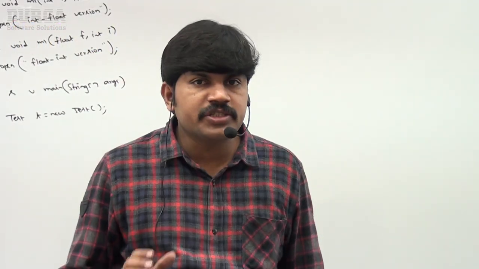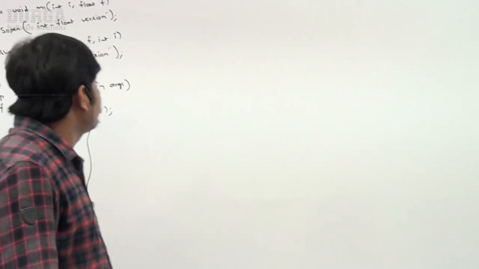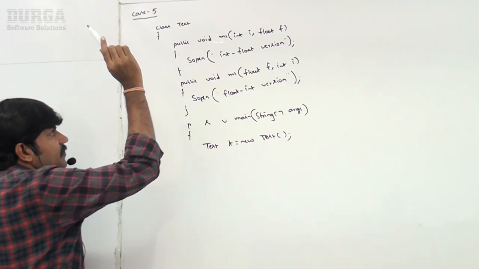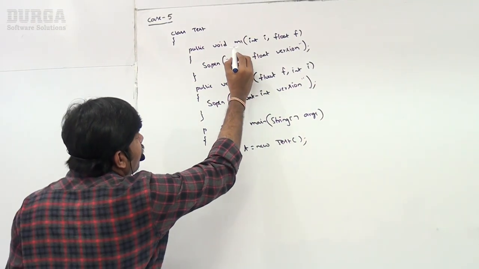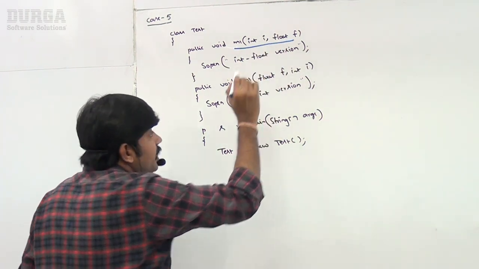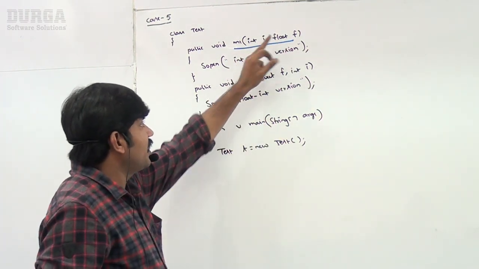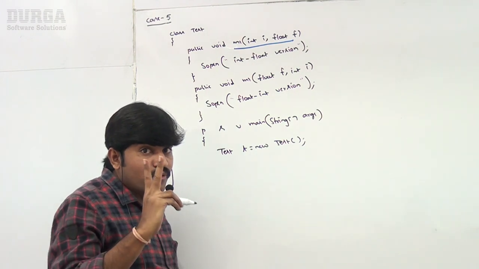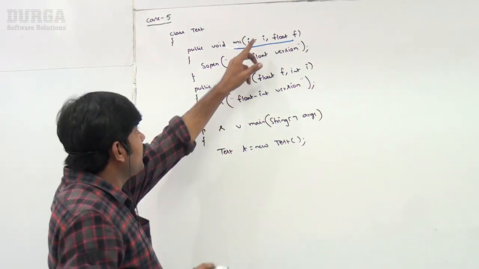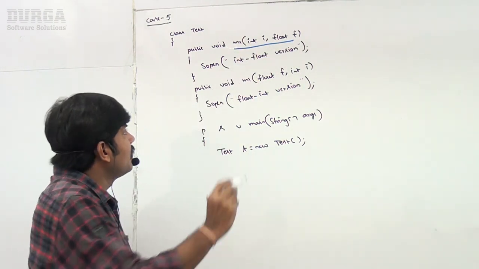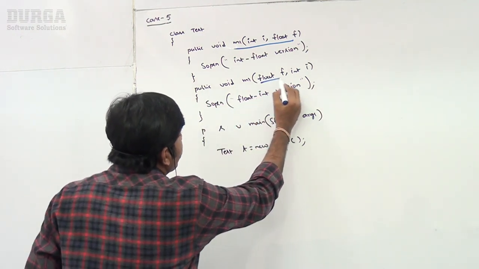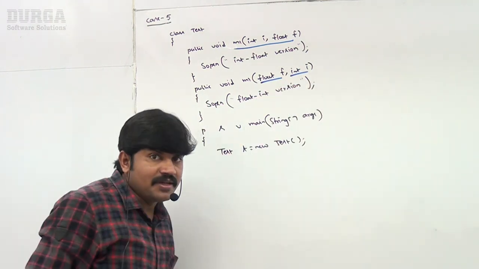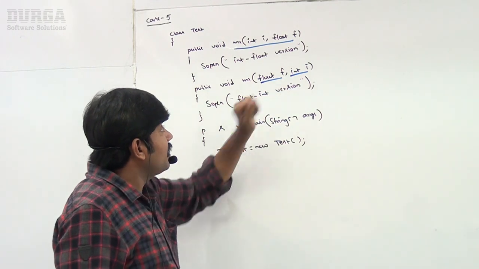Sir, now the next case related to overloading. Observe a bit carefully. Here class Test, public void m1(int i, float f). How many arguments are there? Two arguments. What is the first argument? Int. Second argument? Float. Public void m1(float f, int i). Float argument, int argument.